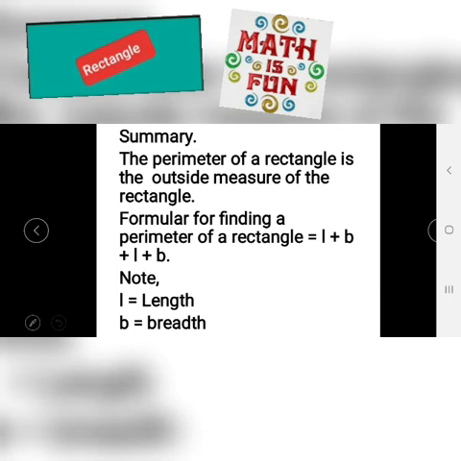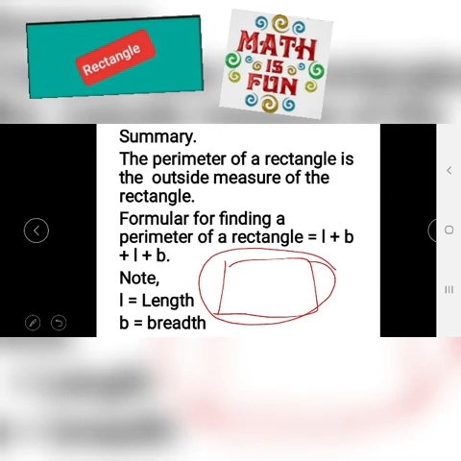So let's look at the summary. The perimeter of a rectangle is the outside measure of the what? Of the rectangle. So you are measuring the outside. Look at it. This is my rectangle. So I want to measure the outside. Just the outside. We still have the inner, but I'm measuring what is outside here.